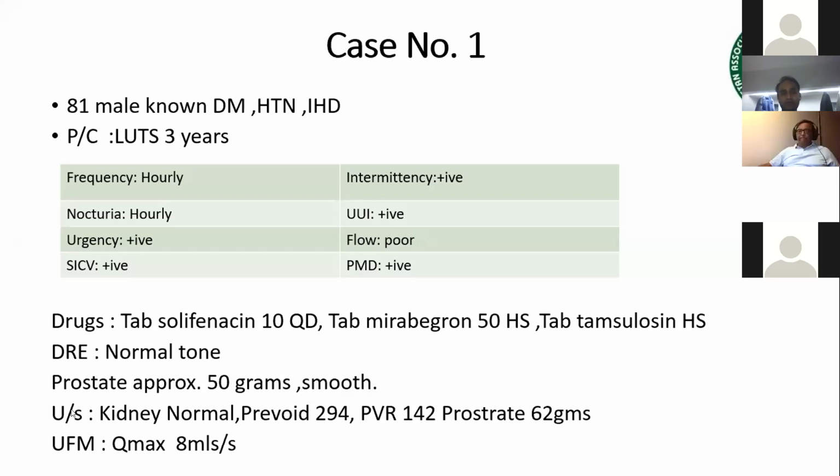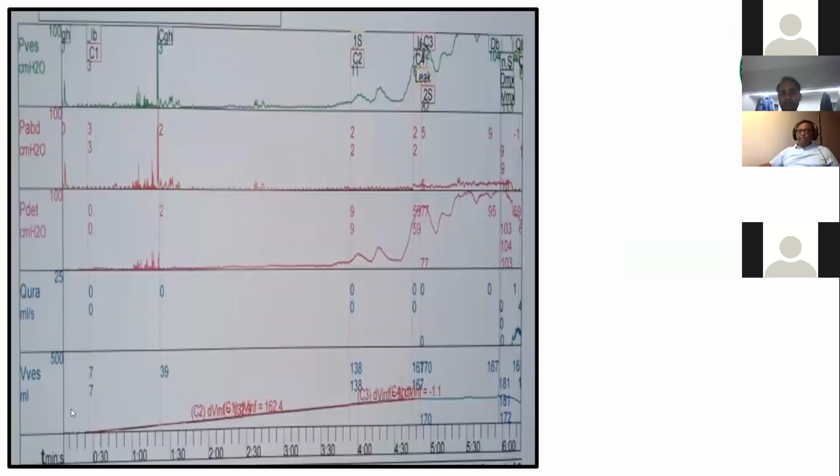So we did perform a urodynamic investigation on this patient, who had both the storage as well as the voiding lower tract symptoms. This is the filling phase of the urodynamics. Here we have the vesical pressure, the abdominal pressure, the detrusor pressure, the flow, and the vesical volume, that is the volume of the water that is infused.